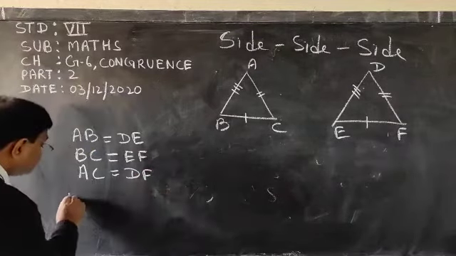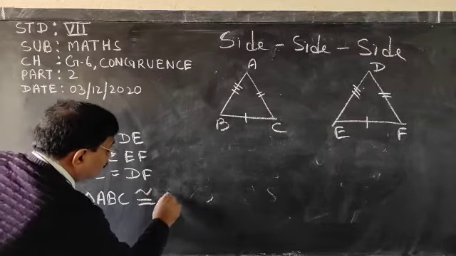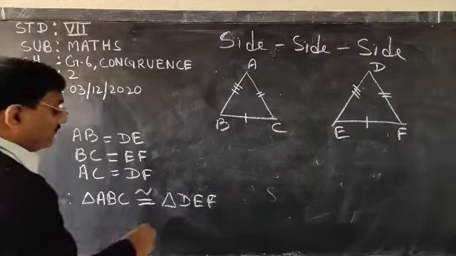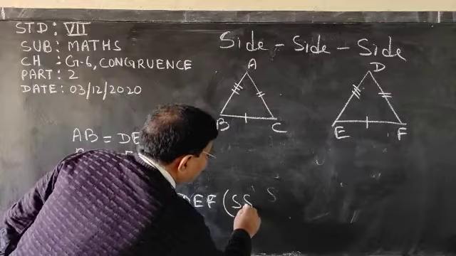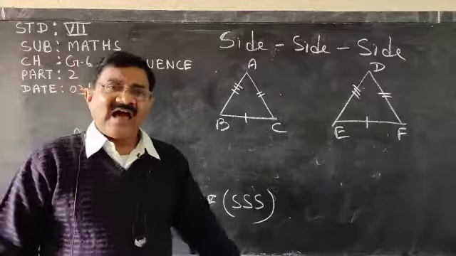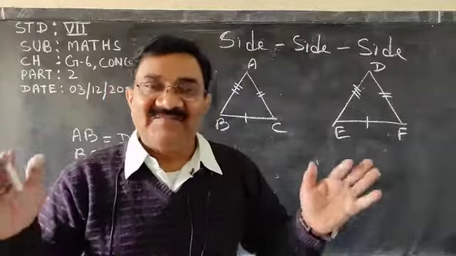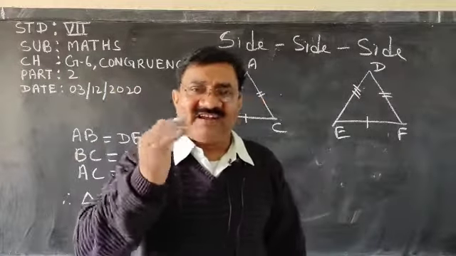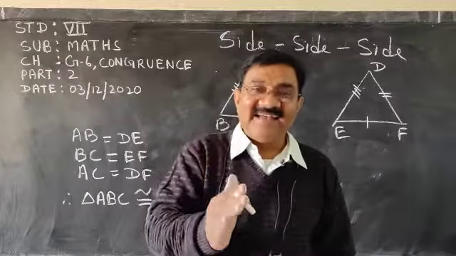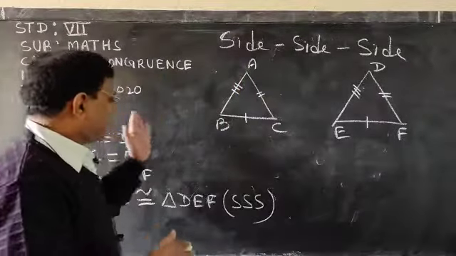Therefore, triangle ABC is congruent to triangle DEF. By which condition? The name of the condition, in short, you can write SSS. It means if three sides of a triangle are equal to the three sides of the other triangle, then the triangles will be congruent. By which condition? The condition is SSS, meaning side, side, side. Understood or not? Now, let me change a little bit.